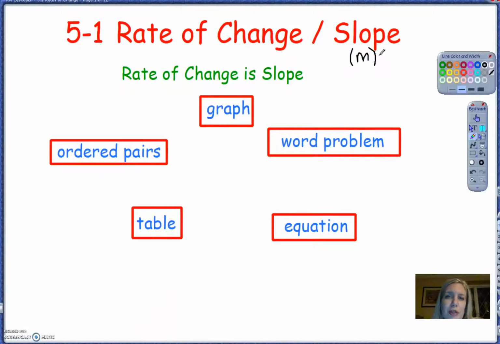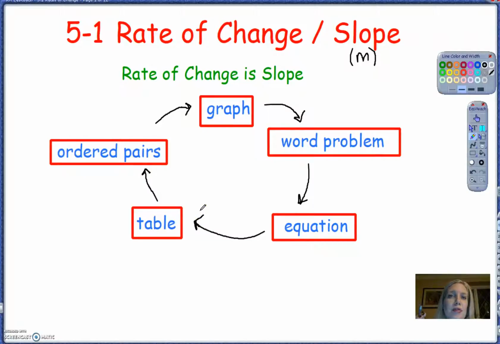And you're going to be able to identify the rate of change using all of these forms here. These are all connected. From a table, you can pull out ordered pairs. Ordered pairs, you can make a graph. From a graph, we can find the word problem, or word problem go to the graph. All of these things from the equation to the table. So you should be able to find the rate of change for all of these.